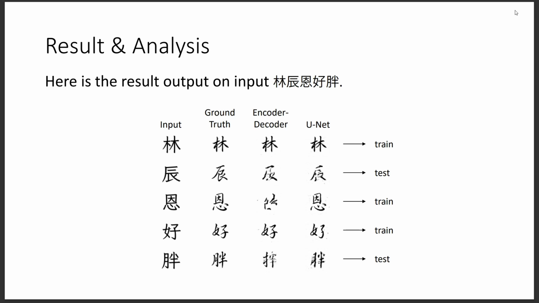Here is some example output when we take the input image. The left-hand side is the input image. The second column is the ground truth, the third is the output of the encoder-decoder structure generator, and the fourth is from the UNet. You can also see that the first row, third row, and fourth row are from the training dataset. The second row and the fifth row are from the testing dataset.